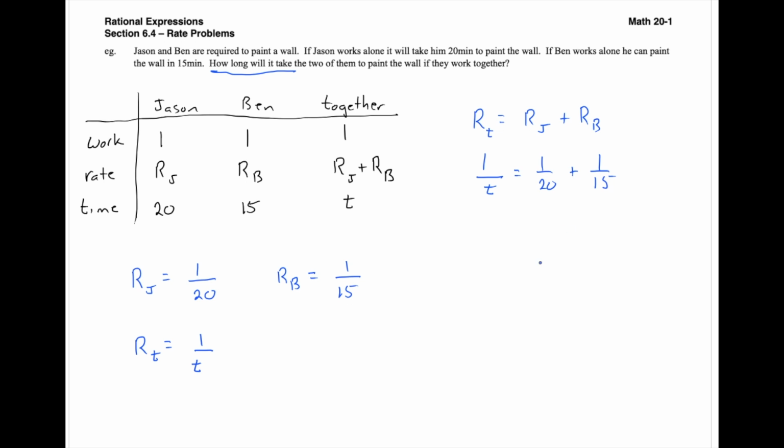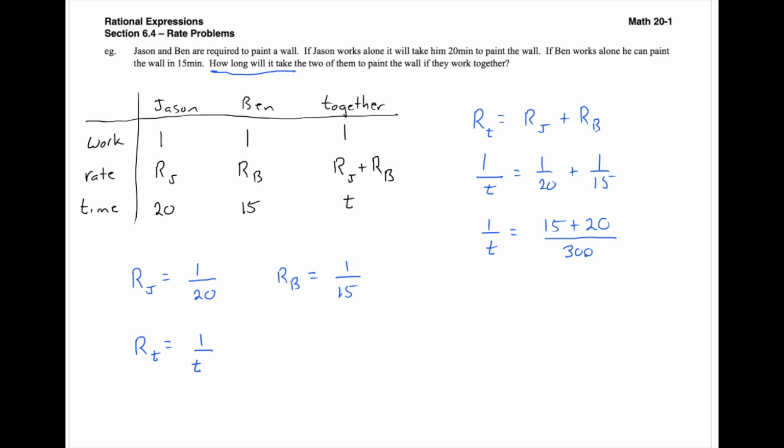Now again, we have a rational expression that we can solve. I'll put those two together using my rules for addition. I'll get that common denominator: 15 over 15 times the 1 over 20, and then the 20 over 20 times the 1 over 15. That will give me 300 in the denominator, which is just the 20 times 15.